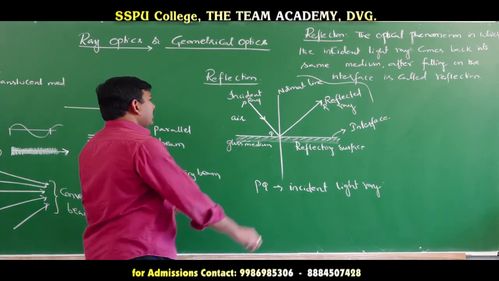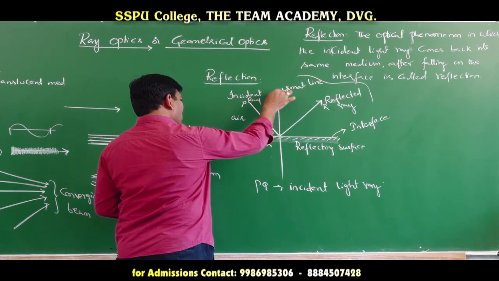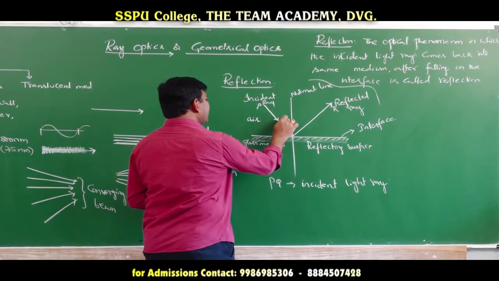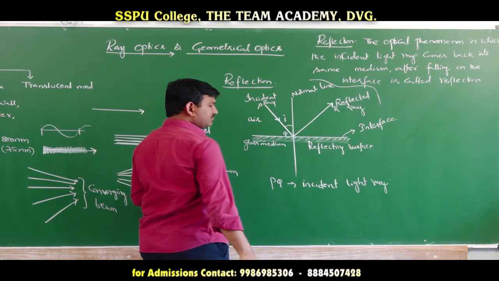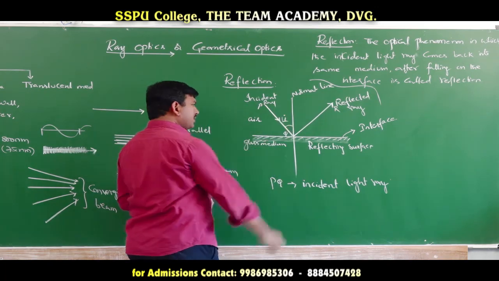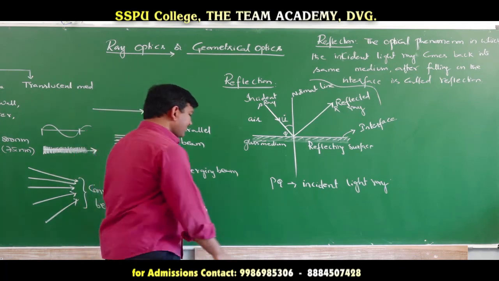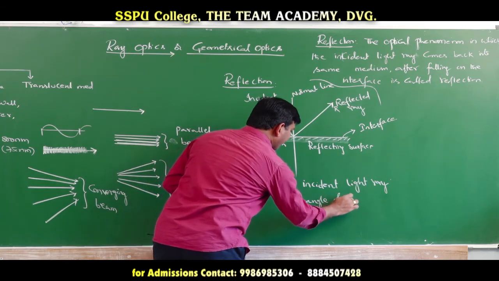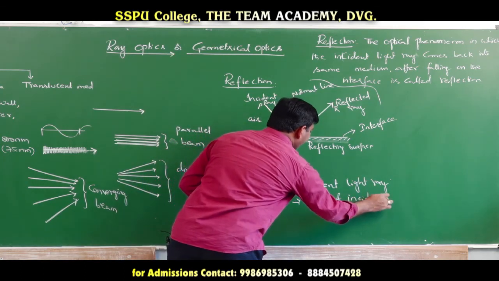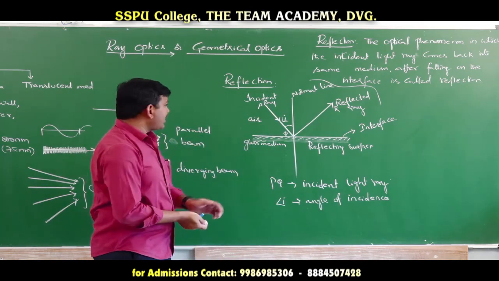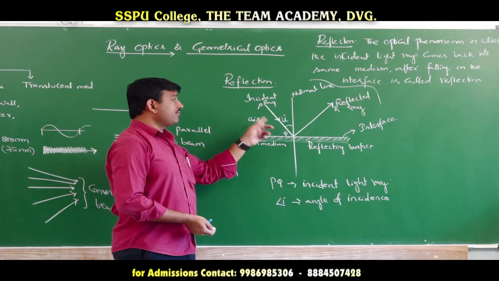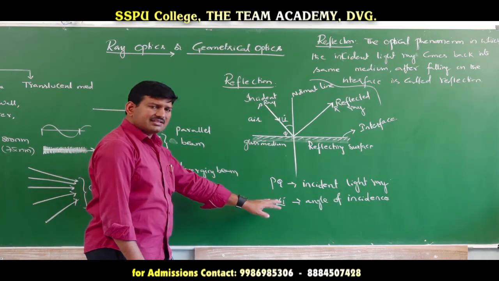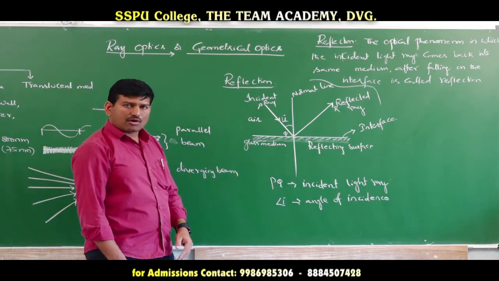Okay. Now, this is the incident ray, this is the normal line. Between these two there is some angle. This angle is named as I, angle I. It is called the angle of incidence. What is this angle of incidence? By seeing the diagram we can say the angle of incidence is the angle between the incident ray and the normal line.